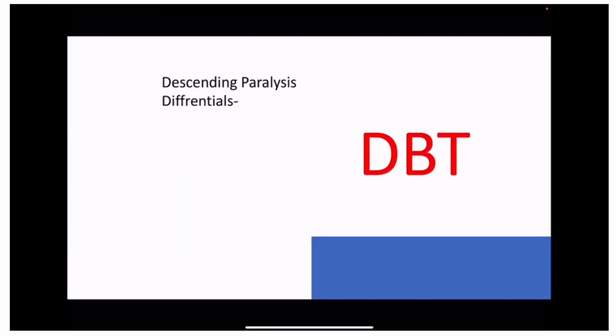Now, to finish, one more important topic here is the differentials for descending paralysis. This can be remembered with the mnemonic DBT, which stands for diphtheria, botulism, and T for tetanus. So these are the causes of descending paralysis.